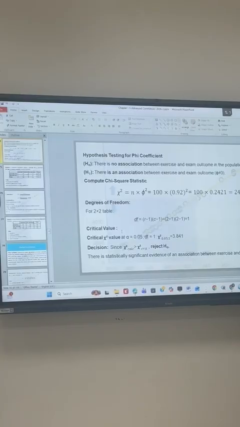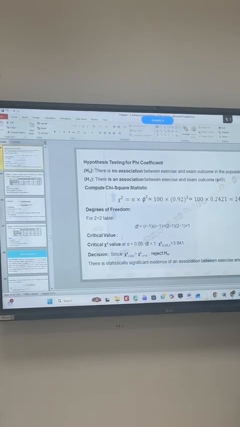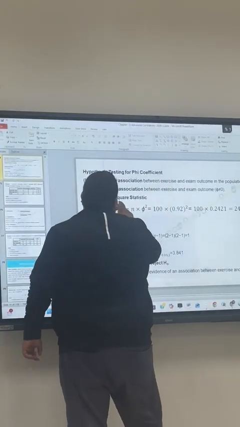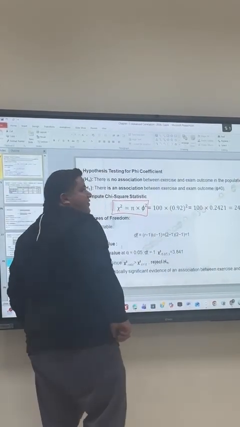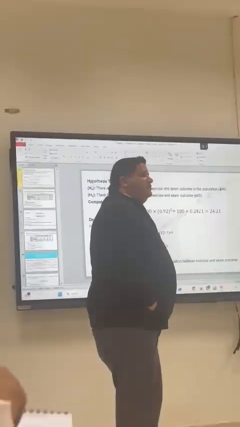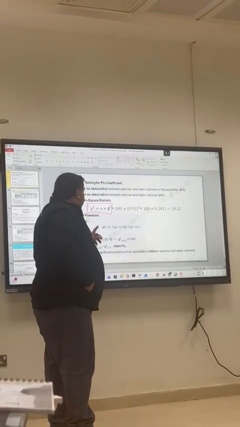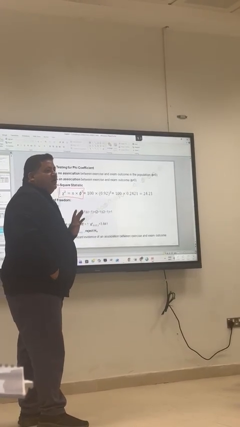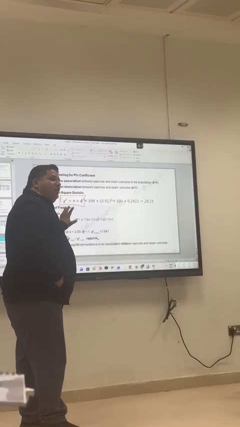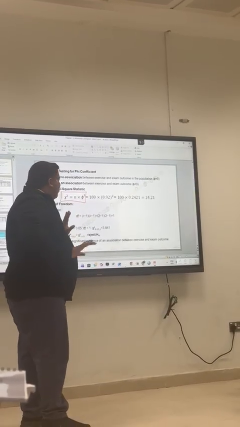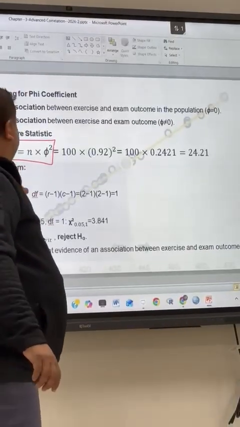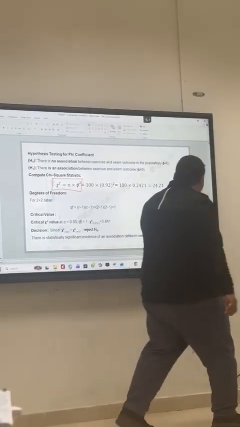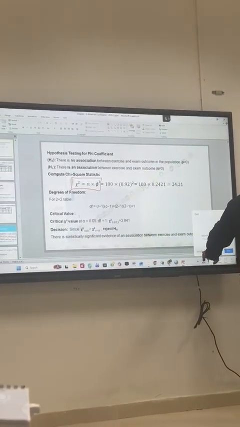What is the relationship between chi-square and the phi coefficient? Chi-square is equal to n multiplied by phi square. This is the relationship. If four options are given, you take this. This is the answer: chi-square is equal to n into phi square. Class? Relation between chi-square and phi.